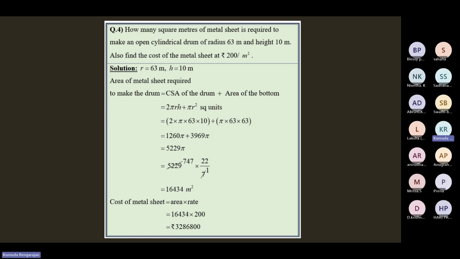So the area of the metal sheet required to make the drum is the CSA plus the area of the bottom. CSA is 2 pi RH for a cylinder and bottom is a circle. Area is pi r square.